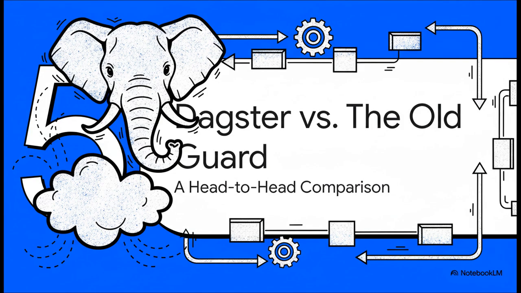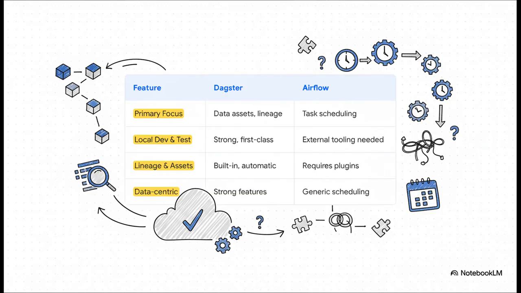Now, you can't really have this conversation without talking about the elephant in the room: Airflow. To really get where Dagster fits in the ecosystem, you gotta put it side by side with the old guard. This table really cuts right to the chase. Just look at that first row. At its heart, Airflow is a fantastic, world-class task scheduler. It's amazing at that one job. Dagster, on the other hand, is an asset orchestrator.